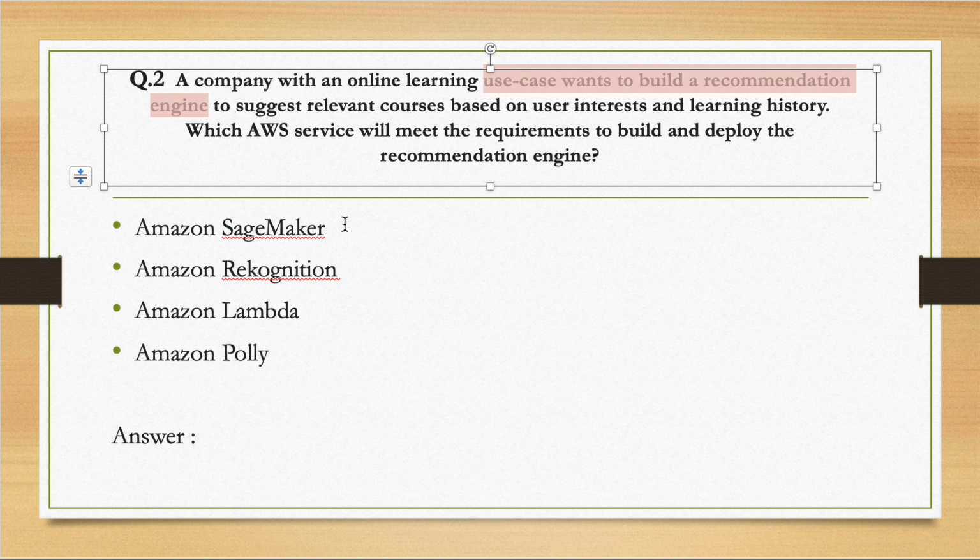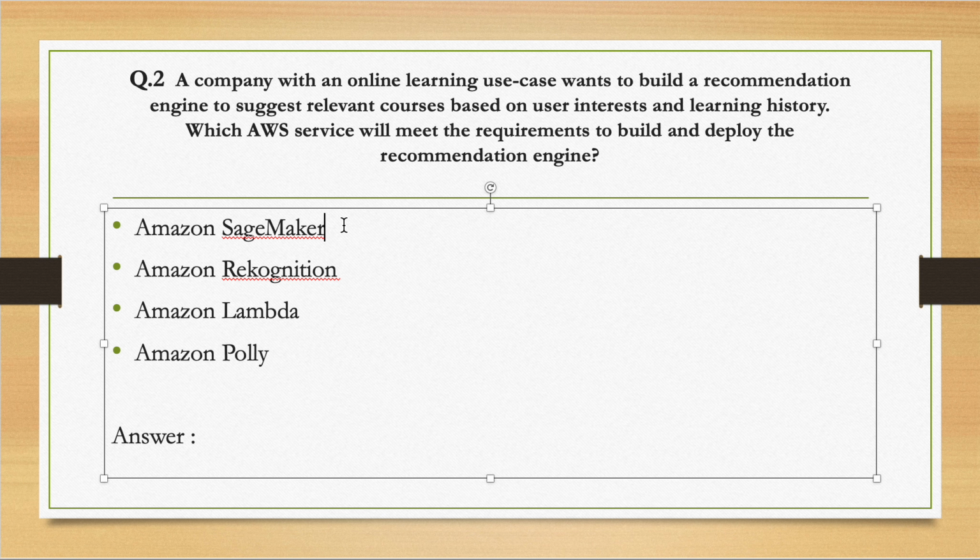Now looking at the options, one more idea I will give you is that you can also eliminate options to make your work easier. Amazon Rekognition is a service used to identify things, for example, identify images in a video. It's an image recognition type of service. Here we don't have any such use case of recognizing things in a picture or in a video, or recognizing faces. So this option is directly eliminated.